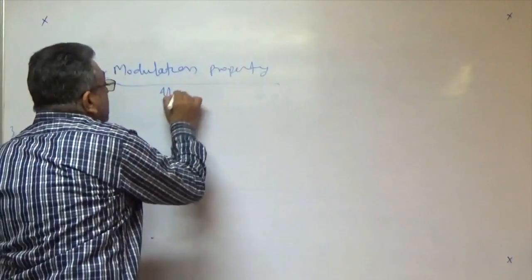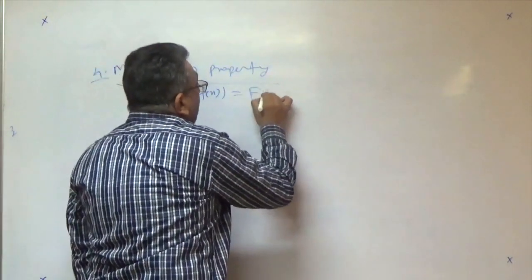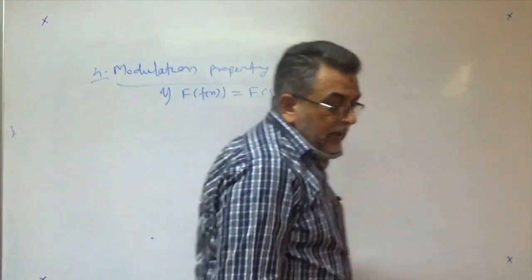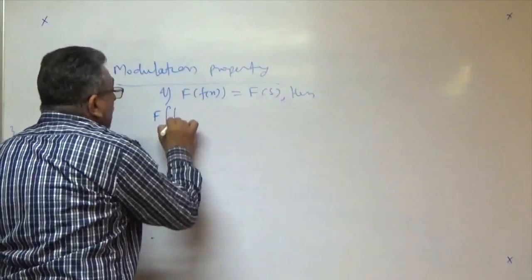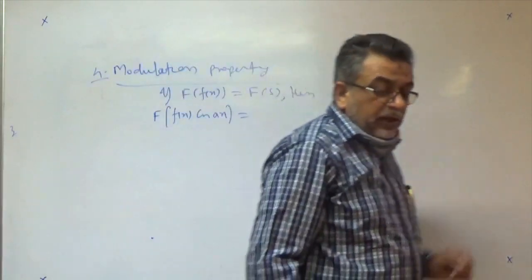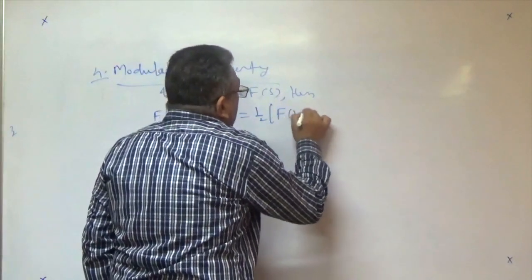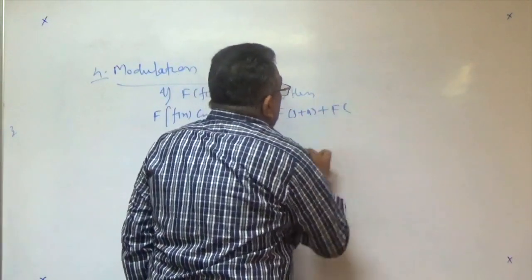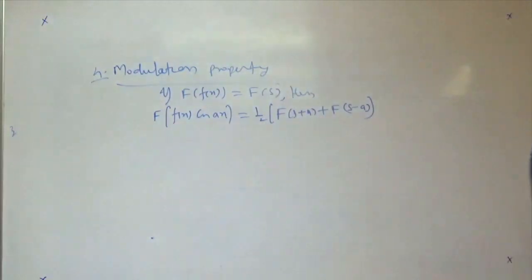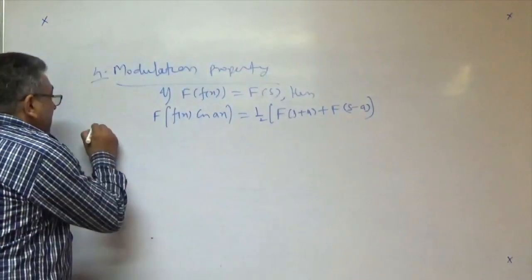Similarly, if the Fourier transform of the original function f(x) is capital F(s), then the Fourier transform of f(x) into cos ax, with cosine inside, is equal to 1 by 2 times F(s plus a) plus F(s minus a), the average value of these. This is known as the modulation property. First, we verify this.